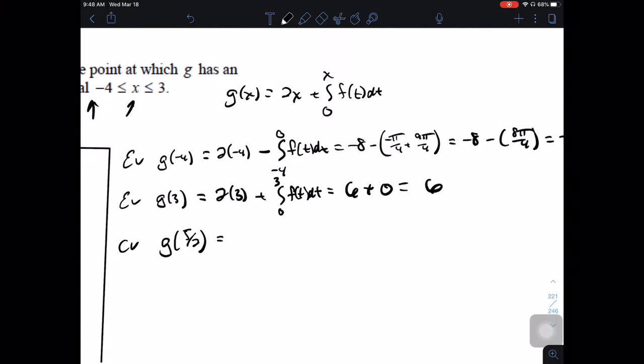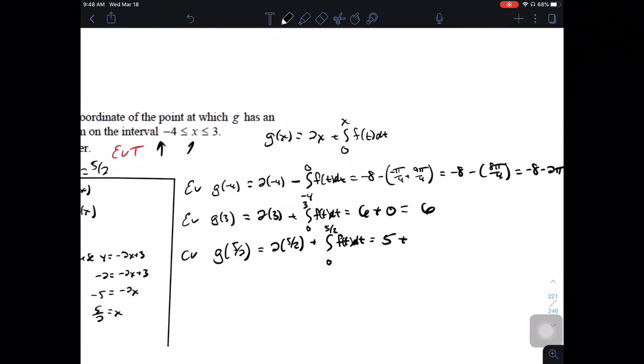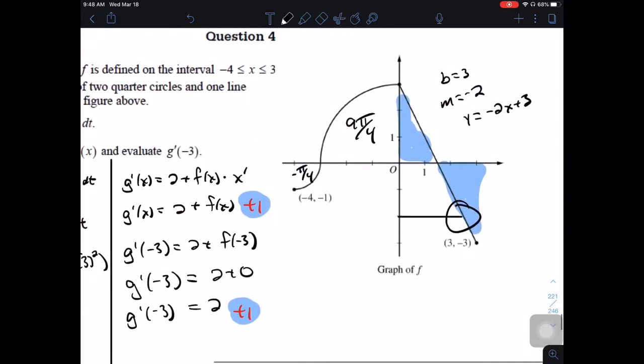5 halves, we're going to have to do 2 times 5 halves, and then integrating from 0 to 5 halves, f of t with respect to t. 2 times 5 halves is 5. The area under the curve from 0 to 5 halves. Let's see what that is.